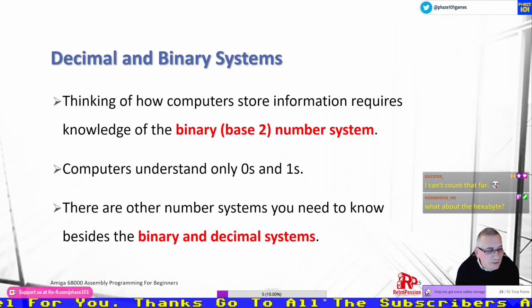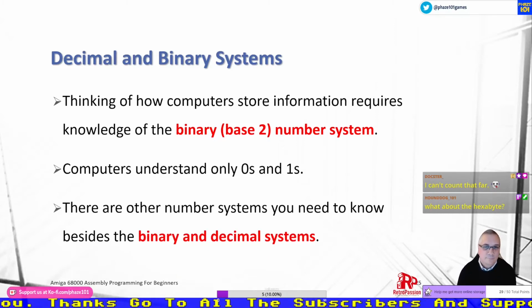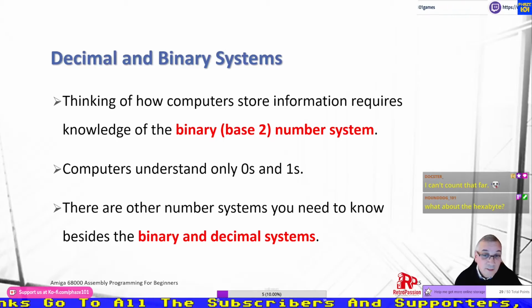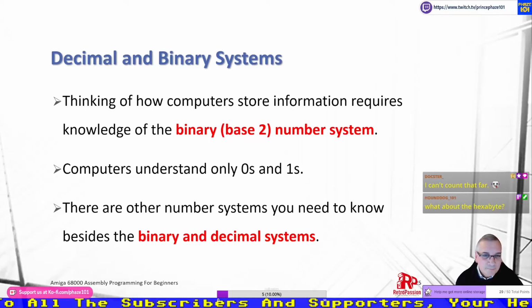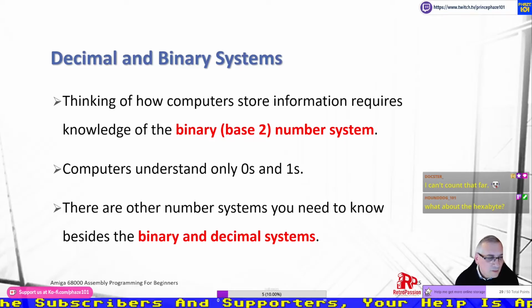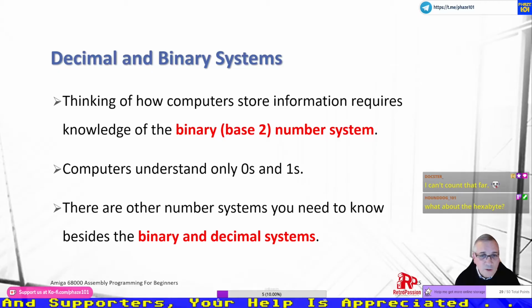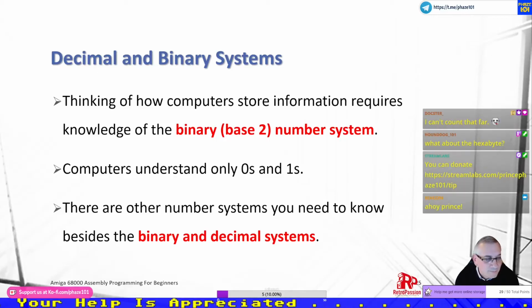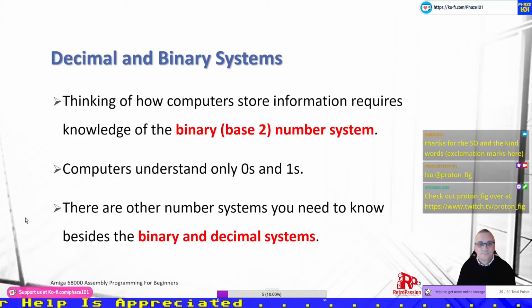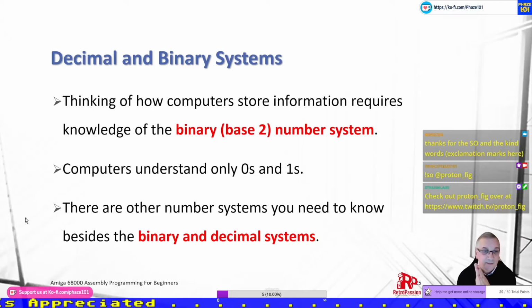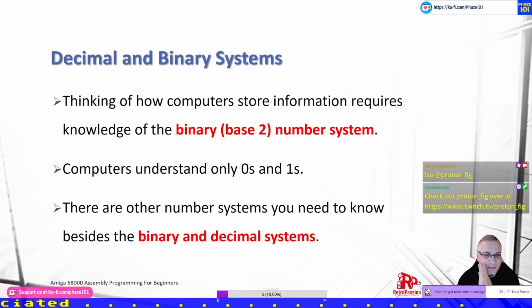Decimal and binary systems. We always think in decimal numbers, from 0 to 9. Thinking of how computers store information requires knowledge of the binary base 2 number system. Computers can only understand 0 and 1. There are other number systems you need to know besides the binary and decimal system.